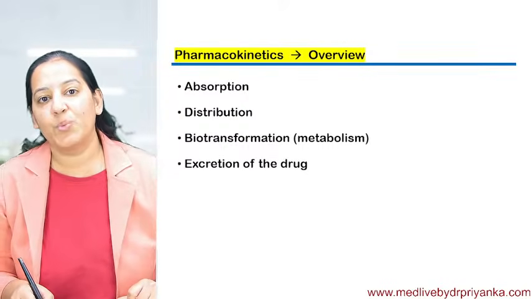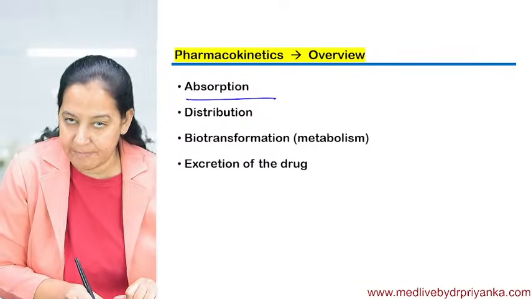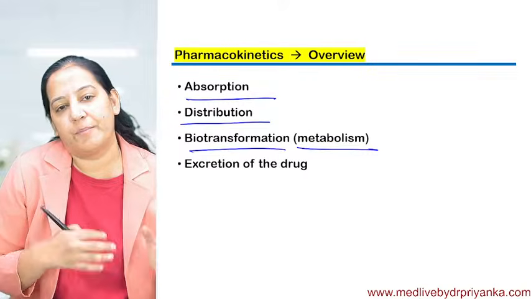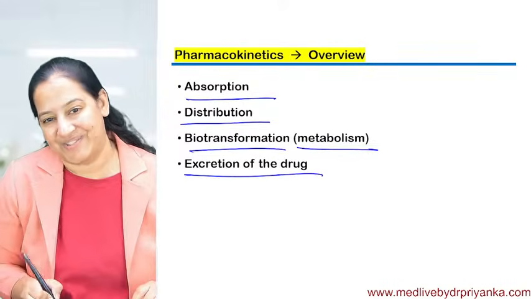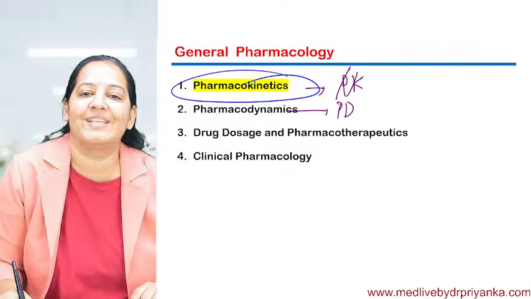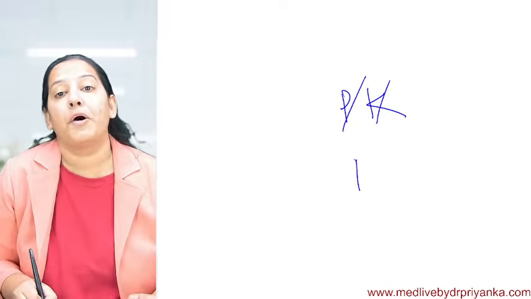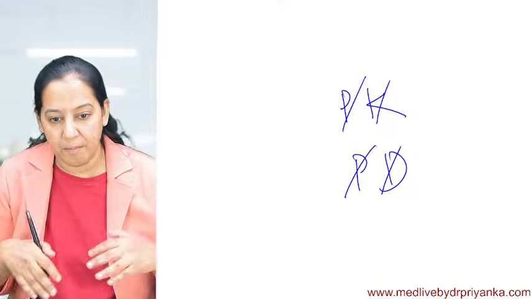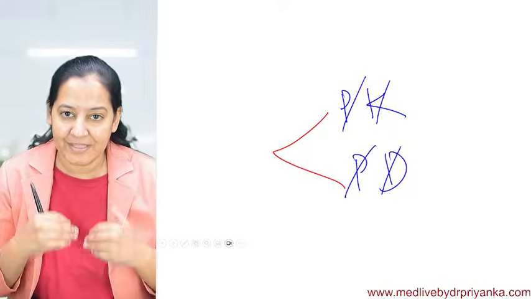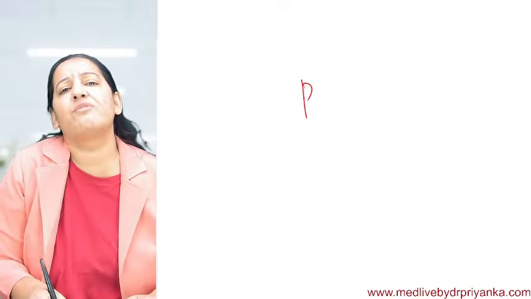In pharmacokinetics, we divide our session into 4 portions: absorption, drug distribution, drug metabolism or biotransformation, which is one and the same thing, and drug excretion. One by one, we will see it. Before I start pharmacokinetics, that is PK, or pharmacodynamics, that is PD, you must start from scratch. I am assuming that you don't know anything. Let's start from scratch. What is pharmacology?